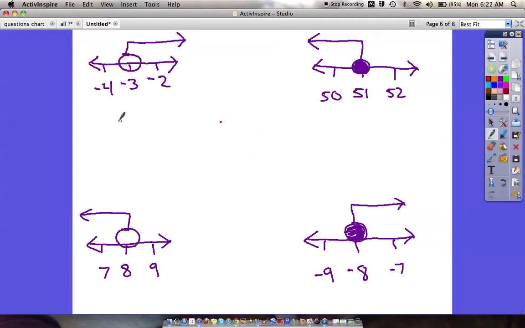So for all these, I can start with x at the front, and then I can start with that number that the dot is on. So like I can start with -3, I can start with 51, I can start with 8, and I can start with -8. Now, the symbol is just going to depend on how this reads and how this is true here.